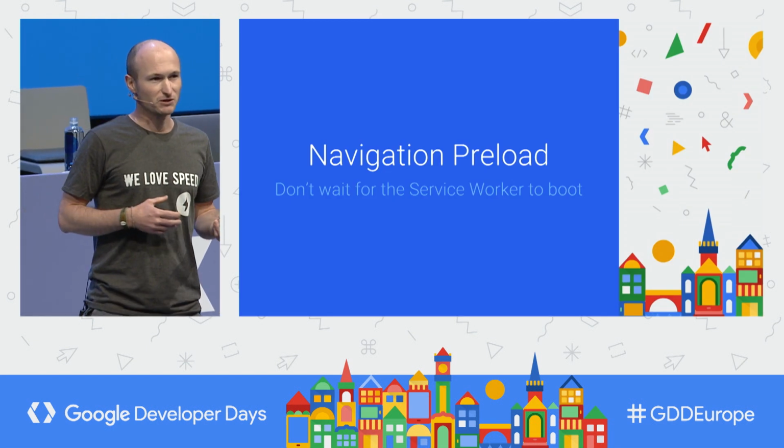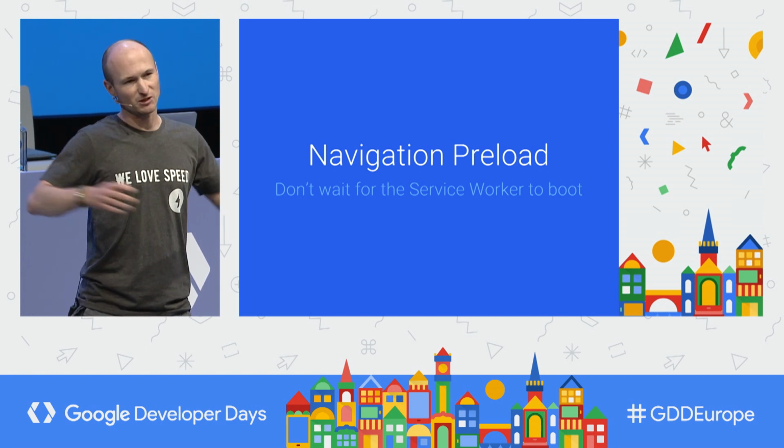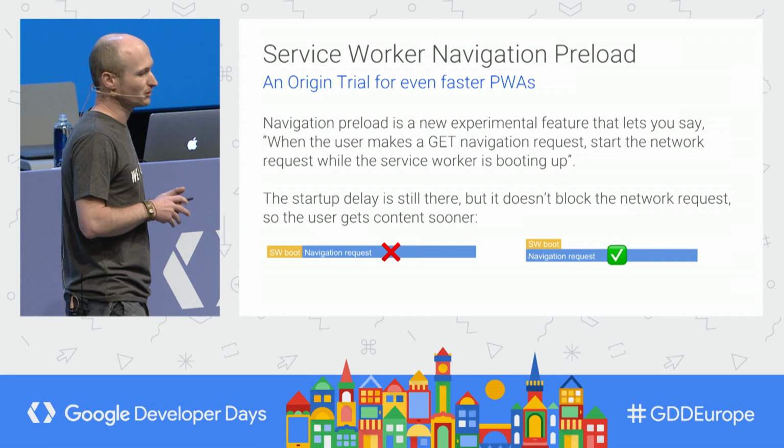So the next topic is kind of an interesting topic. Some companies ship down 3 megabytes of image data and then shrink it down on the client side, and other companies have worries about performance of the service worker, so service worker boot time being too long. So this is a pretty exciting new API, or it's an origin trial, actually.